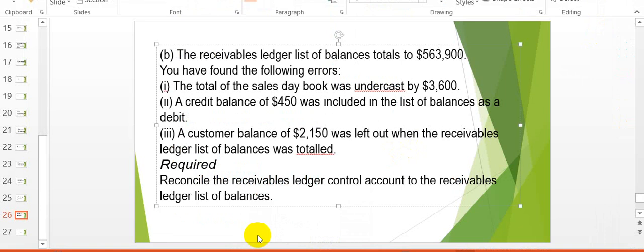So having balanced and closed off the receivable ledger control account, and then you do an investigation, you find these errors given. The first error is that the total on the sales day book was undercast by 3,600, and the second error is that the credit balance of 450 was included in the list of balances as a debit. The third error is that the customer balance of 2,150 was left out when the receivables ledger list of balances was totaled.